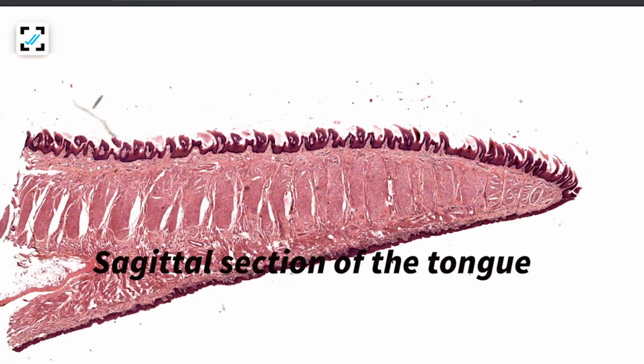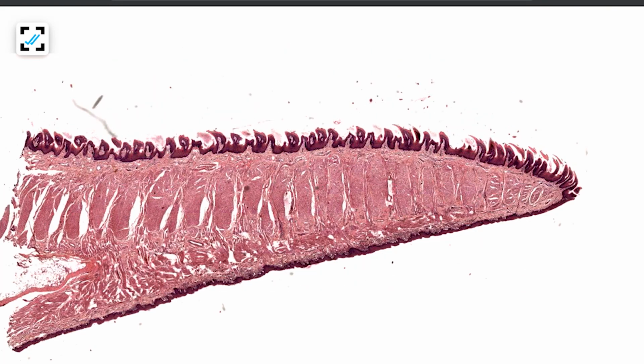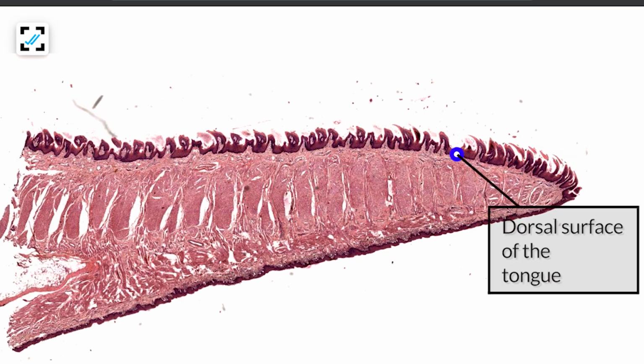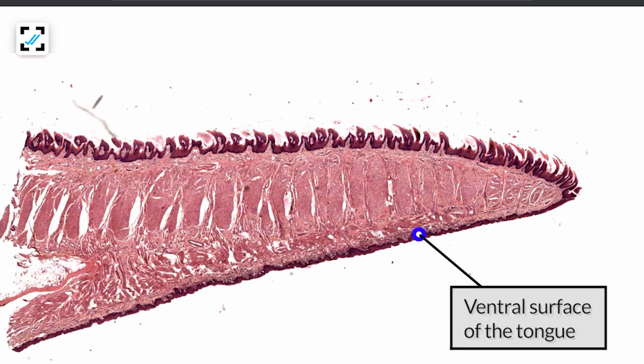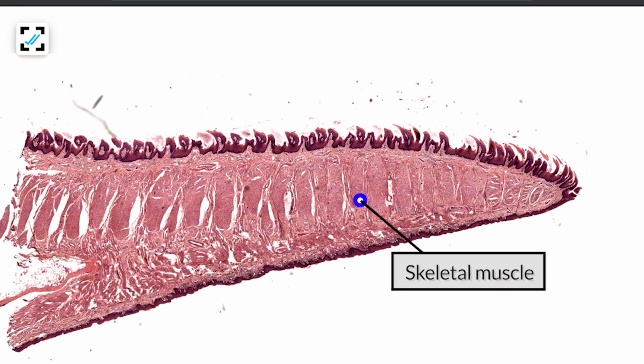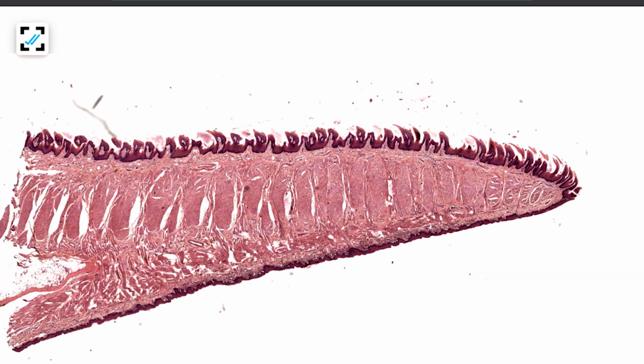This is the sagittal section of the tongue. This is the tip of the tongue. This is the dorsal surface and this is the ventral surface. Between the dorsal surface and the ventral surface, we have the main substance of the tongue made up of skeletal muscles covered by mucous membrane.